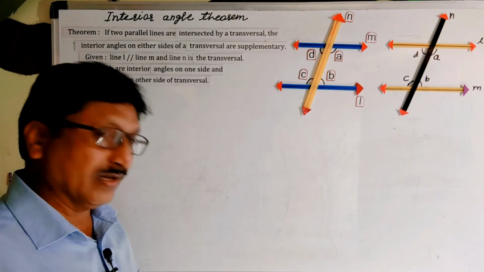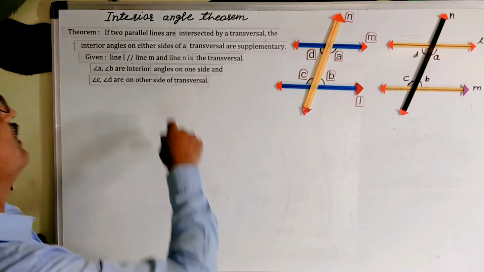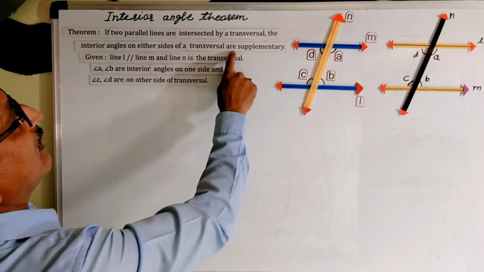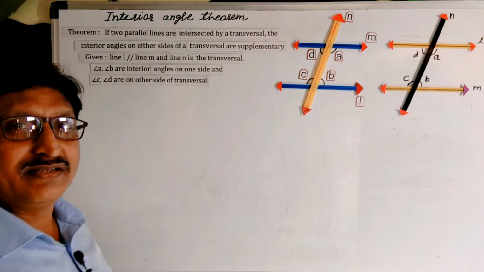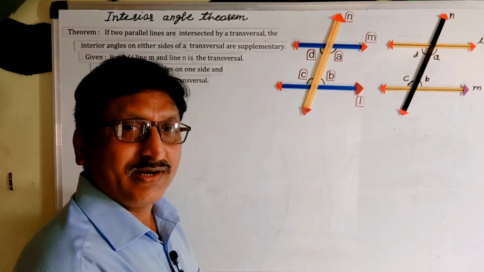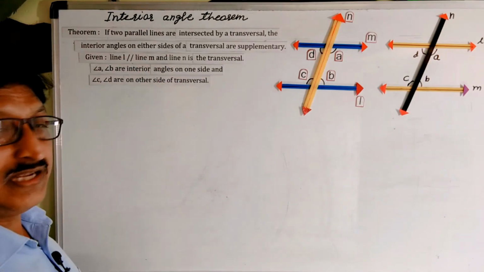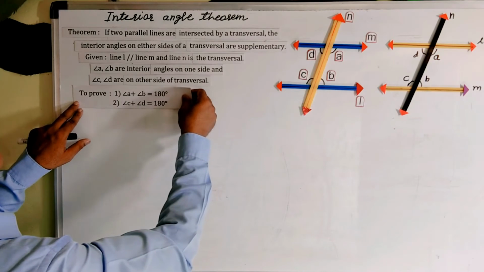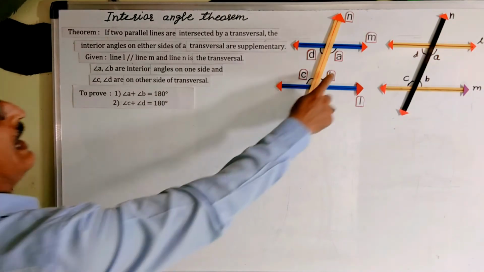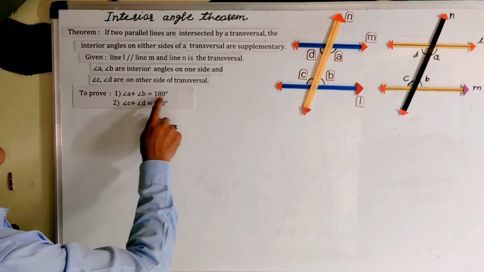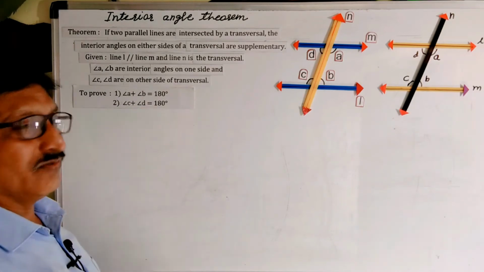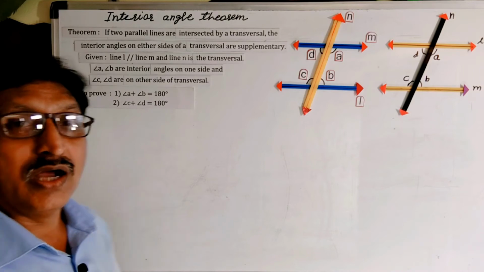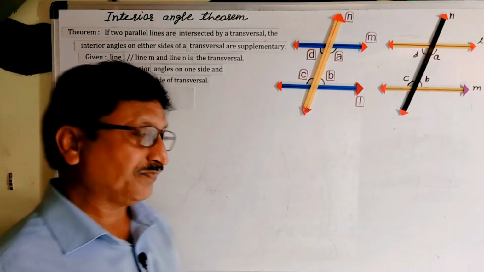These are the given. Now, what do you have to prove here? That the angles we have taken are supplementary. Supplementary means the sum of their angles is 180 degrees, and therefore you have two equations to prove. What do you have to write here? Angle A plus B is equal to 180, as well as angle C plus D is equal to 180. Now, you have to write the proof.